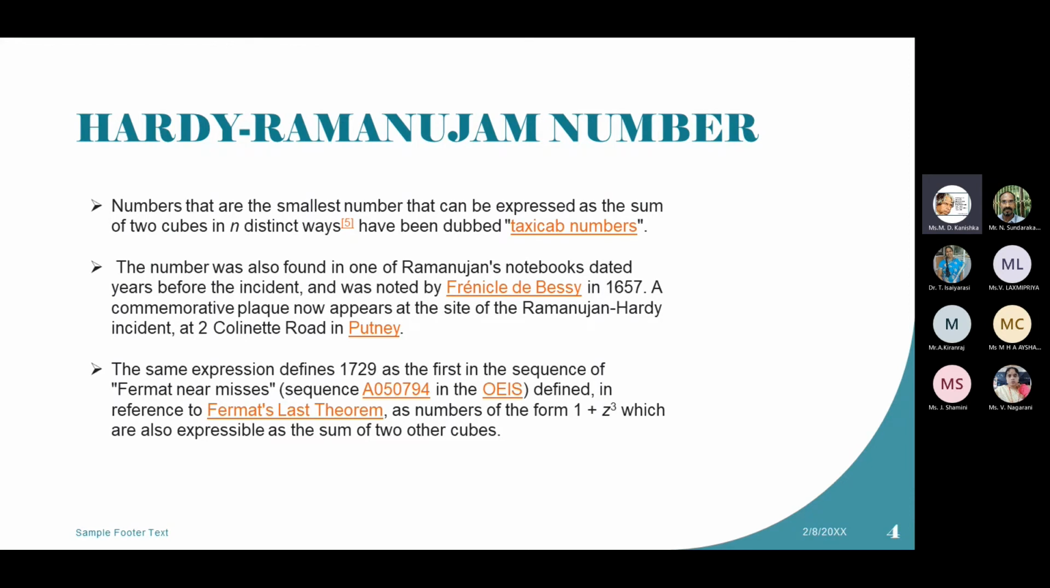A commemorative plaque now appears at the site of the Ramanujan-Hardy incident at 2 Colonnade Road in Putney. The same expression defines 1729 as the first in the sequence of Fermat near misses, defined in reference to Fermat's last theorem, as numbers of the form x cubed plus y cubed, which are also expressible as the sum of two other cubes.